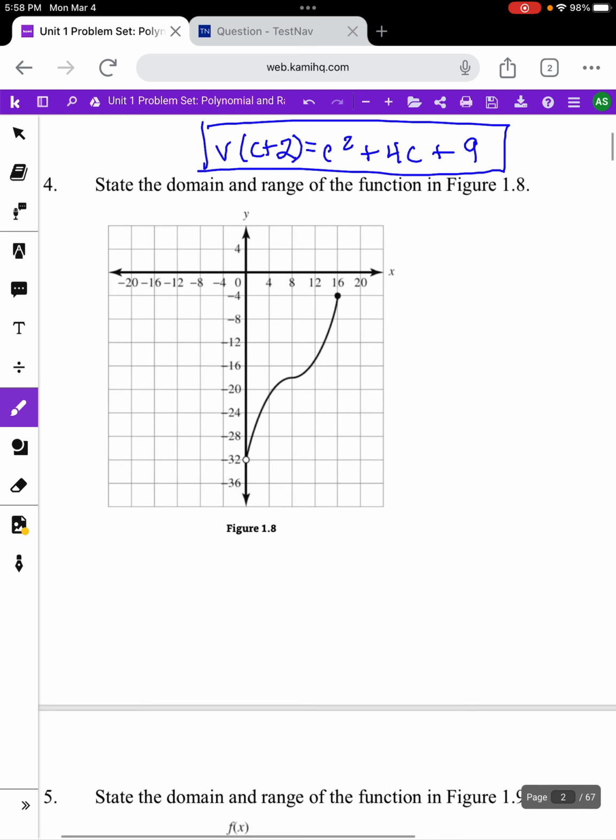State the domain of the function in the figure. Okay, so domain is all of the x values that are covered. So I'm going to go to one of the points on my graph, and then I'm going to draw to the x-axis. So that's 0, and at 0 it has an open circle. And then all of these would be covered by my graph if I squished it onto the x-axis until I get to 16, which is a closed circle.